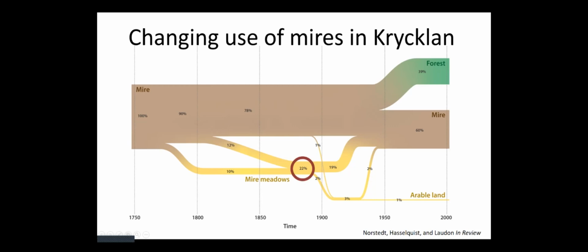About 3% was then drained for intensive agriculture. Then drainage to enhance wood production followed, and about 40% of the original mire area is now forested. More productive mires have been relatively more affected by all of these measures.